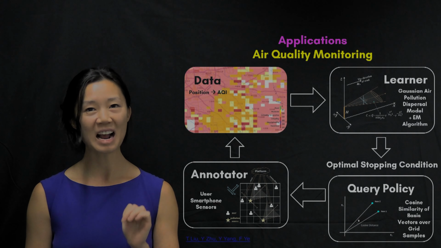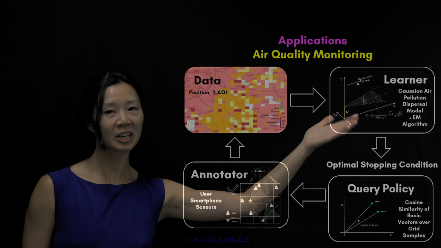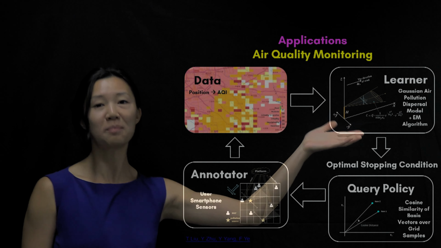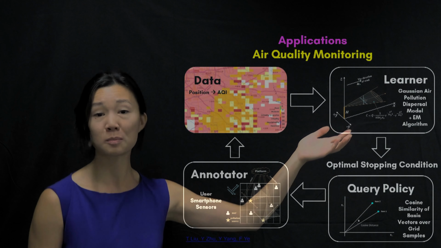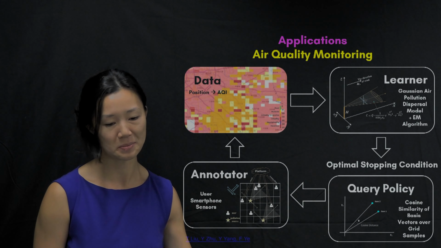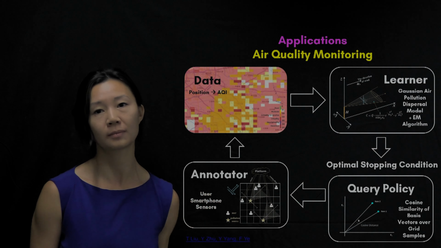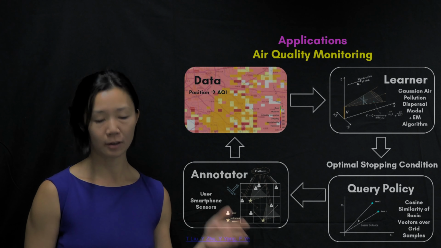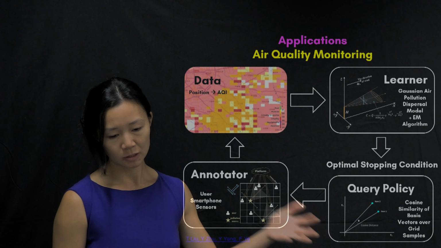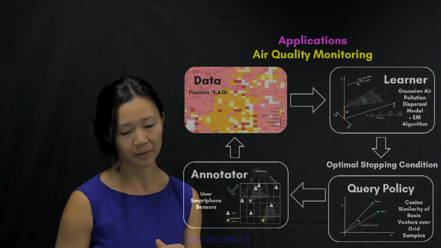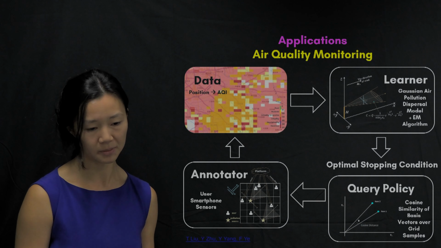Previously, the other applications we saw were universal approximators, but in this particular application, we see a domain-specific model. The authors used a Gaussian air pollution dispersal model, which is very specific to their domain, and trained it with an expectation maximization algorithm. For their query policy, they decided to use diversity sampling, so a cosine similarity where they compared the basis vectors over the grid samples.